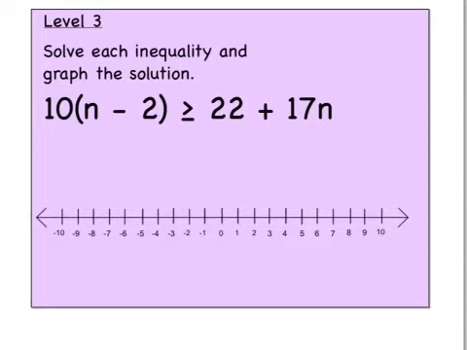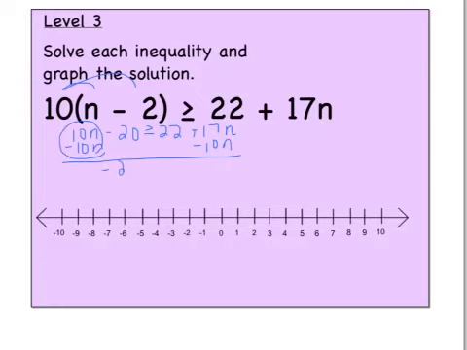On the level 3 type of questions, you're going to have to distribute first. So you've got 10n minus 20 is greater than or equal to 22 plus 17n. Subtract 10n from each side.